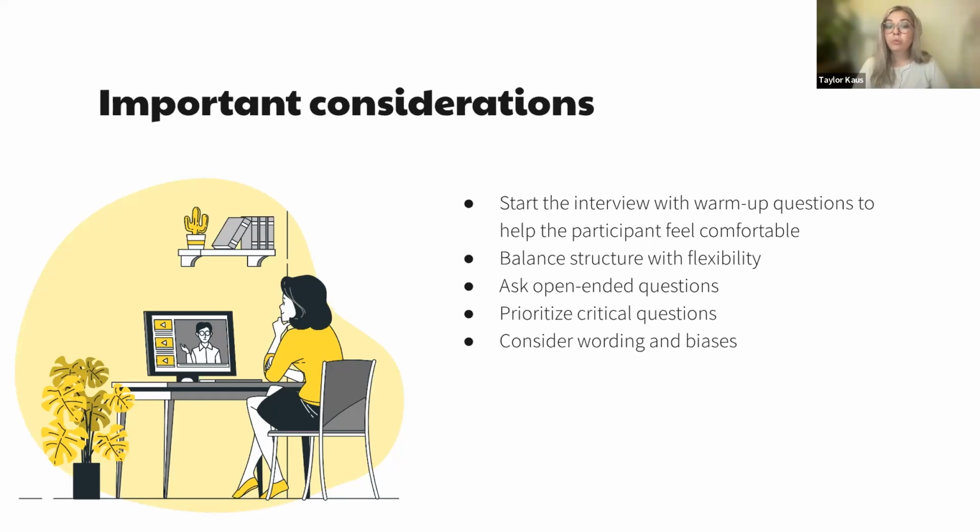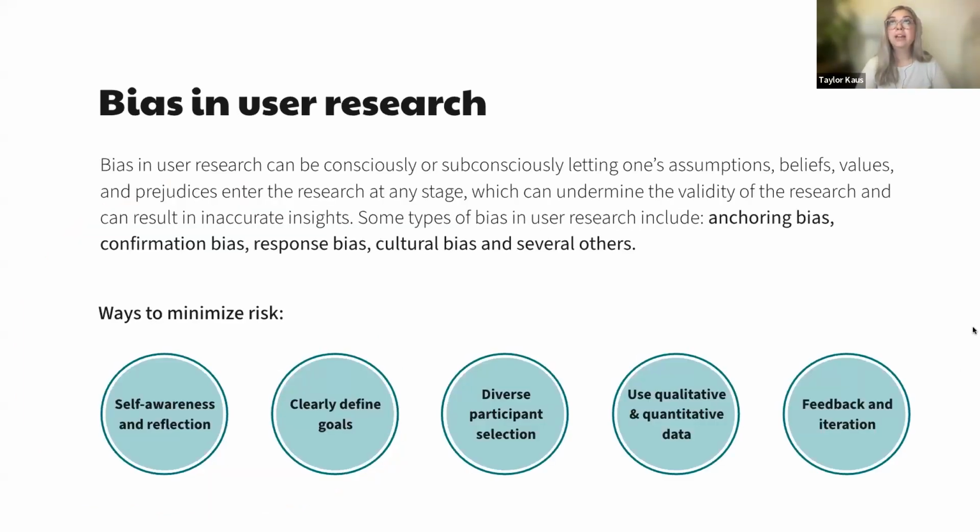And then you want to consider wording and biases. So use clear and concise language in your questions to avoid ambiguity, and be careful not to lead participants or bias their responses. So next we'll talk about bias in user research. This relates to all user research, so not just user interviews or usability tests, but any sort of user research that you might be doing.